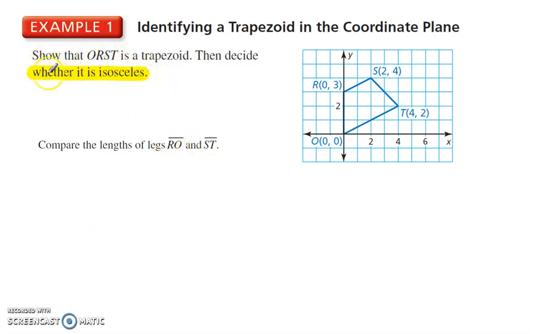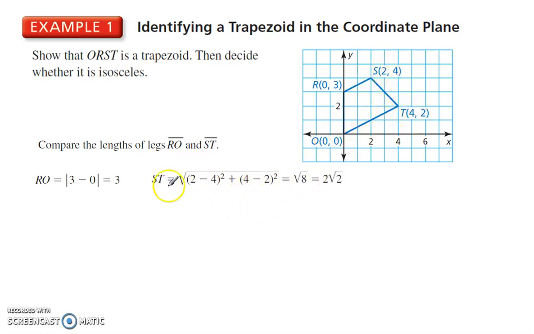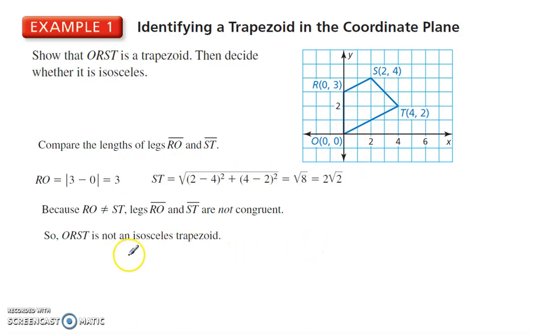Now next I want to determine whether it's isosceles. In order to determine whether it's isosceles, the two legs would have to be the same length. So I'm going to find the measure of RO. I can go from 3 to 0 and find that this length right here is 3. And then I'm going to find the length of ST, using the distance formula. So I'll take the coordinates here, 2 minus 4 squared, and then 4 minus 2 squared, and that gives me 2 radical 2. 2 radical 2 is not the same as 3, therefore it is not isosceles.